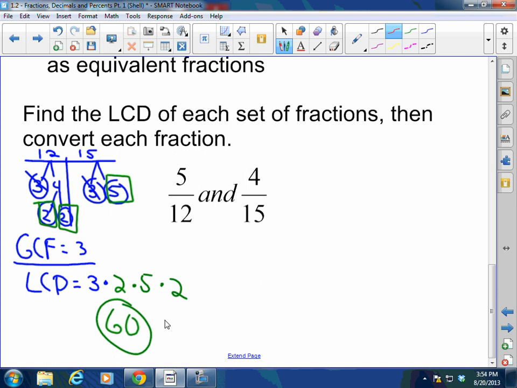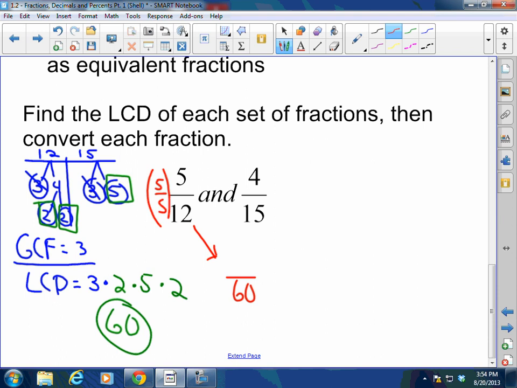How do I convert these denominators? Well, we convert them by multiplying the same value to the numerator and denominator. So I know that 5/12, we want that to become something over 60. Well, how do I get from 12 to 60?